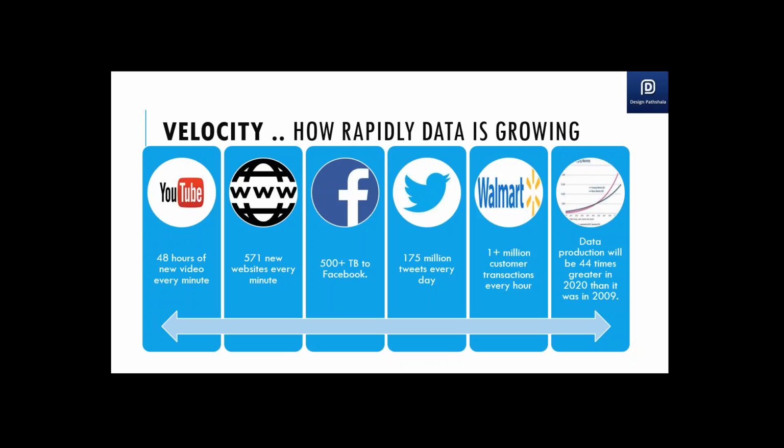Every minute there are 571 new websites launched, so Google has to process them at a much faster rate. People are putting up different posts or media on Facebook at a rate of 500 plus TB per day, more than 175 million tweets per day, and 1 plus million transactions every hour on Walmart. So it's not only the volume, it's the velocity of the data which is the next bigger challenge in this world.